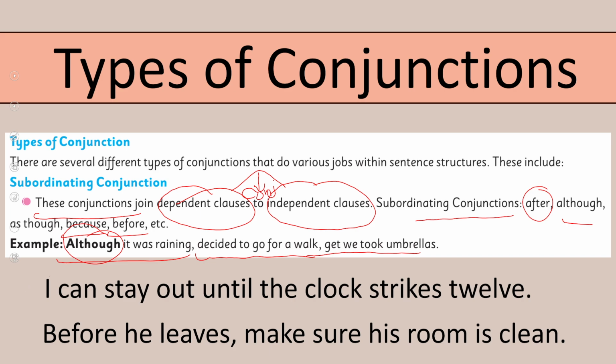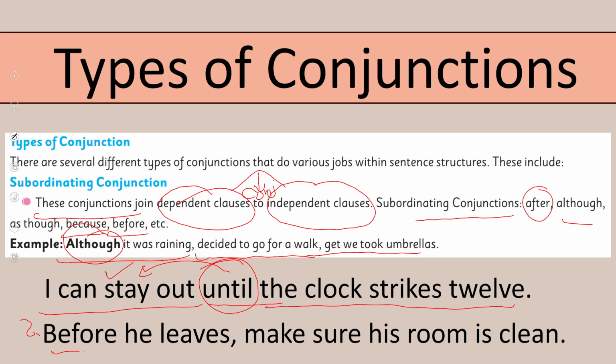For example, I can stay out until the clock strikes 12. Now we have this part of the sentence, I can stay out, and until the clock strikes 12. This is our dependent clause, which is dependent on some more information. Here this is I can stay out. So what is the word that is connecting these two? Until is our subordinator or subordinating conjunction.